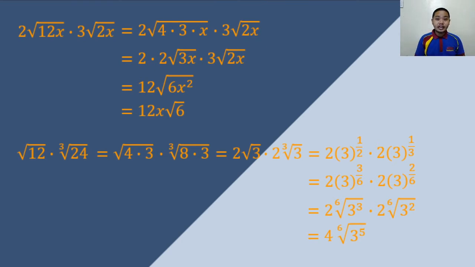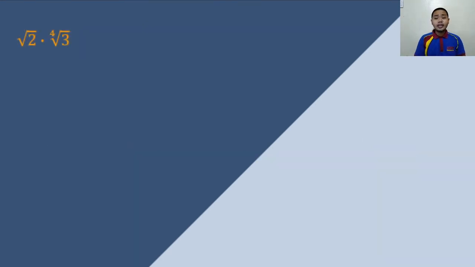So, yung final answer natin will be 4 times the 6th root of 3 raised to 5. If you want to simplify 3 raised to 5, okay lang yan, pero ako, I will accept that answer. Next example tayo ha. So, we have the square root of 2 times the 4th root of 3.